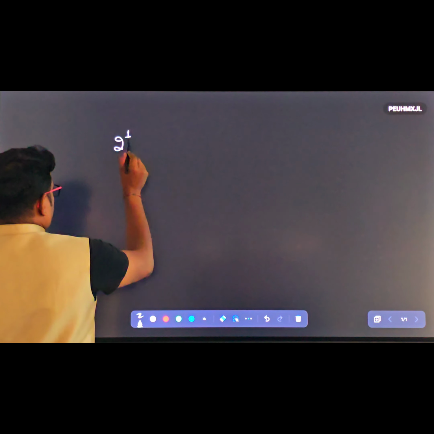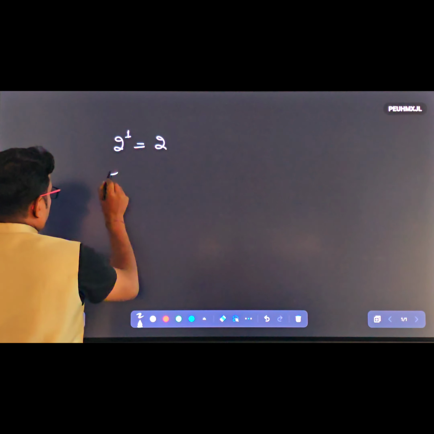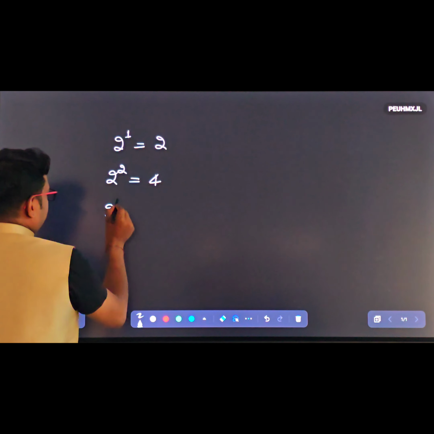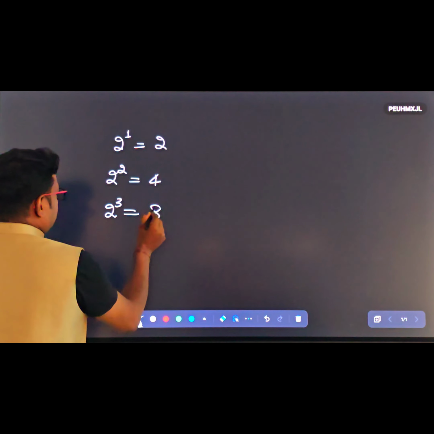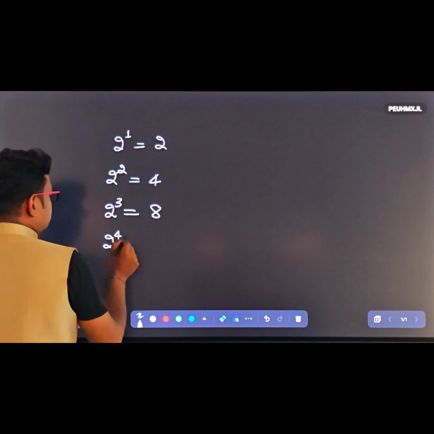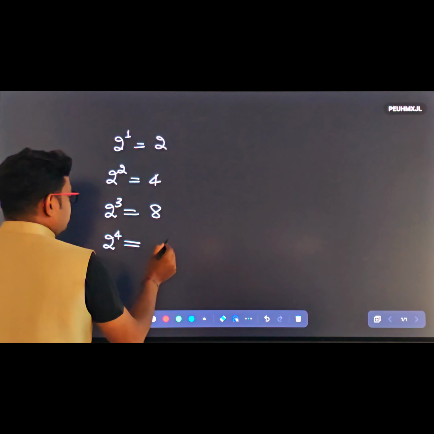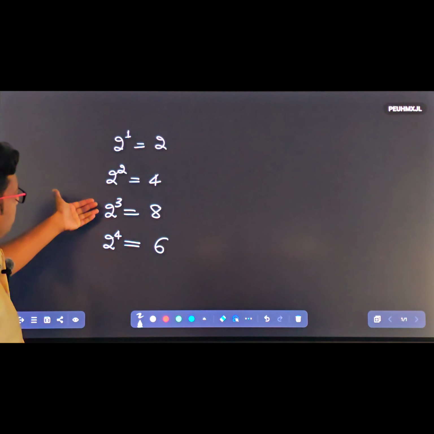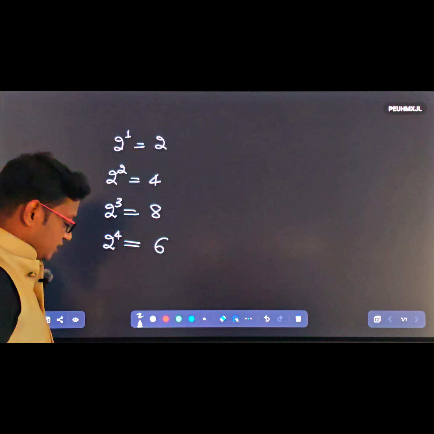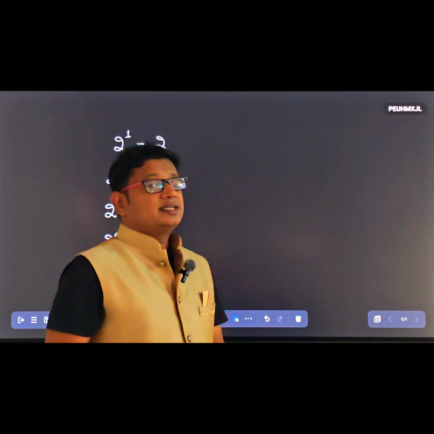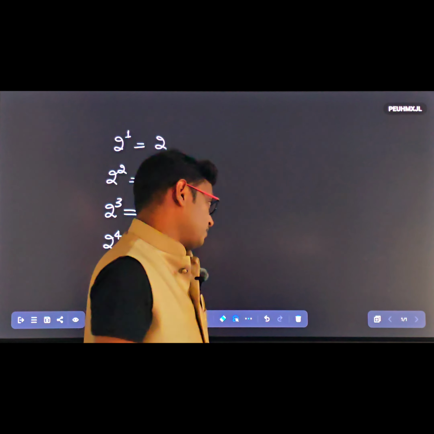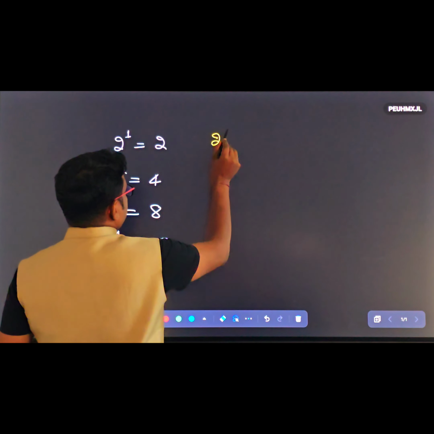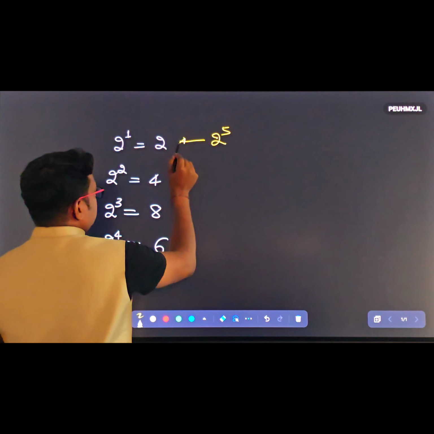2 power 1 is 2. 2 power 2 is 4. 2 power 3 is 8. 2 power 4 is 16, and in the 16 what is the units place? 6. 2 power 1 is 2, 2 square is 4, 2 cube is 8, 2 power 4 is 16, units place is 6.